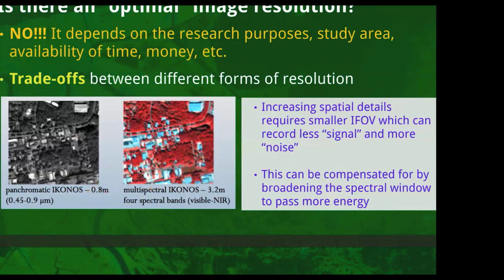By merging them together in this particular example, we can create a multispectral image with 0.8 meter resolution. And this process is known as pan sharpening. It just uses the panchromatic band to sharpen your image spatially.